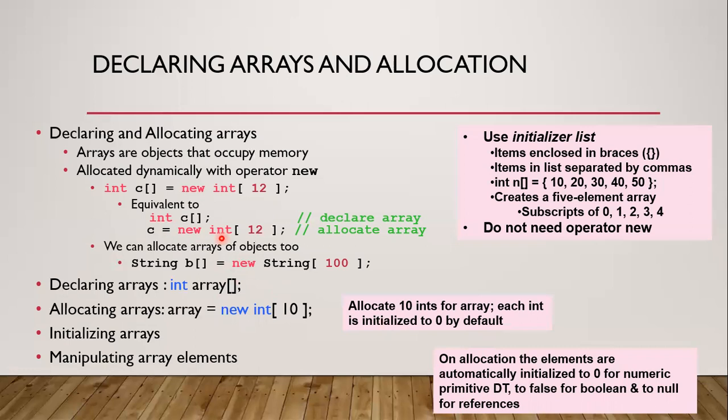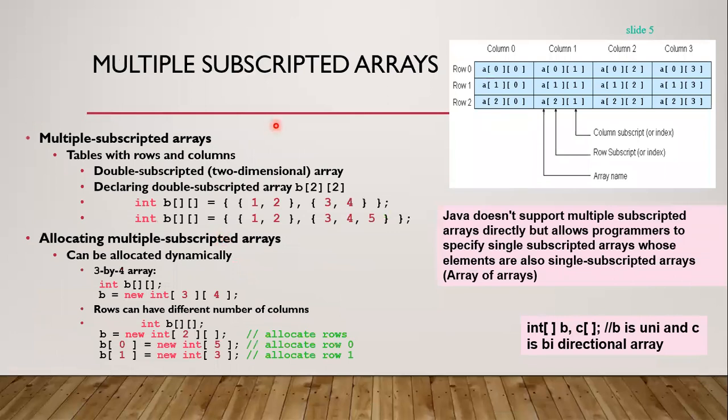Okay, let's move on. Multiple subscripted arrays. What are multiple subscripted arrays? When we want to create an array with more than one dimension. For example, there is an array of 3 rows and 4 columns. So the size of the array is 3 by 4. We can make an array of this sort which can store values in consecutive areas in rows and in columns.